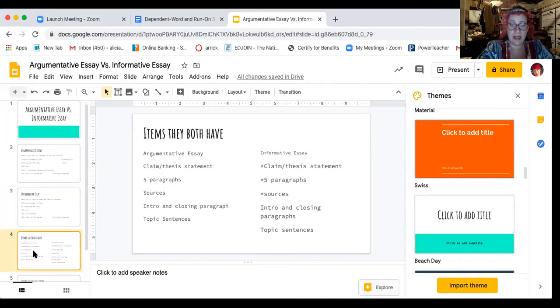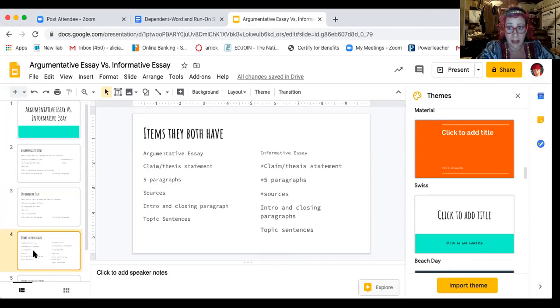So what I did is I listed items they both have, okay? Items that they both have are a claim or a thesis statement. What are you going to be talking about? They both need to have at least 5 paragraphs. They both have to have sources. They both have to have an introduction and closing paragraph.